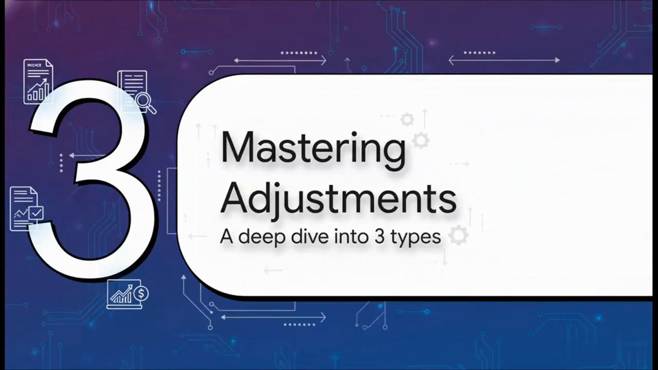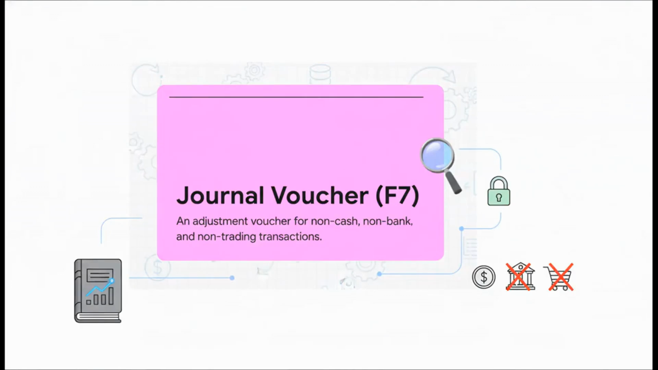All right, let's get into the deep end. We're talking about the big 3, the adjustment vouchers. These are so powerful, but honestly, they're often misunderstood. Getting these right is absolutely essential for accurate reports. First up is the journal voucher, your F7 key. Just think of this as the accountant's special pen.